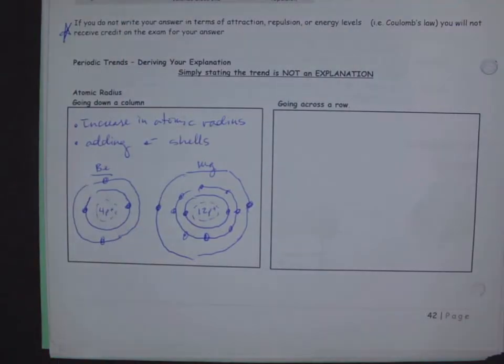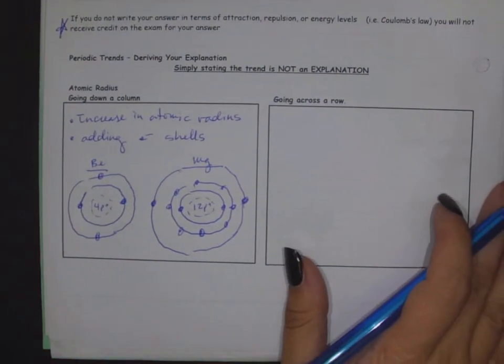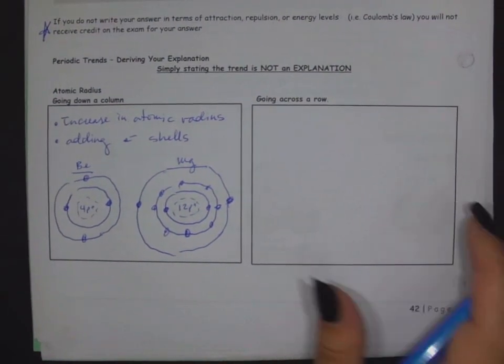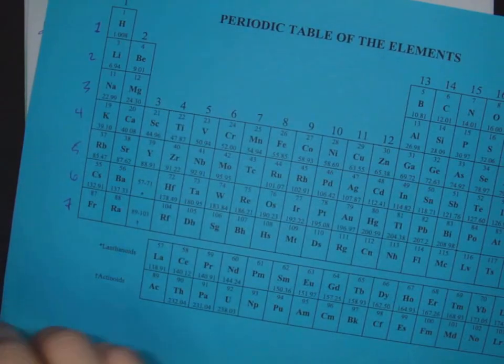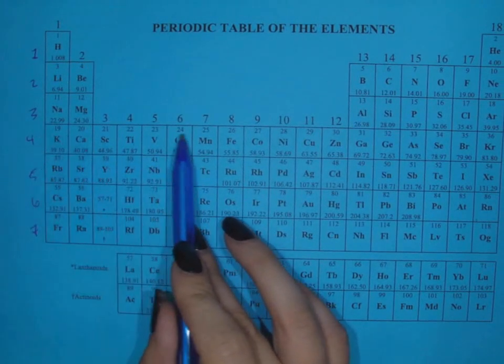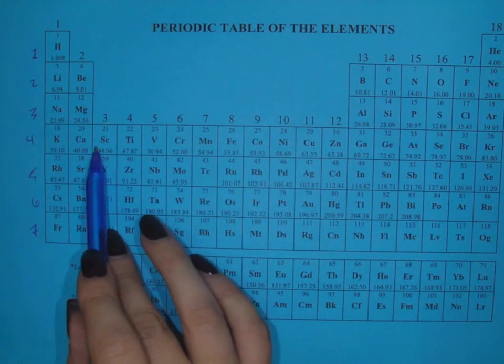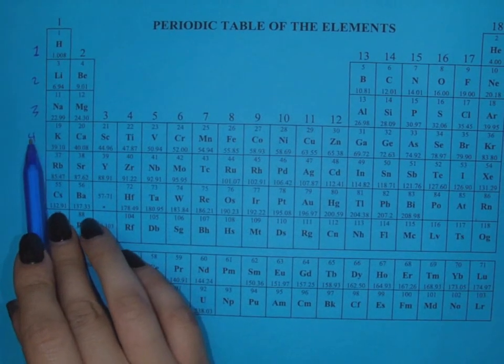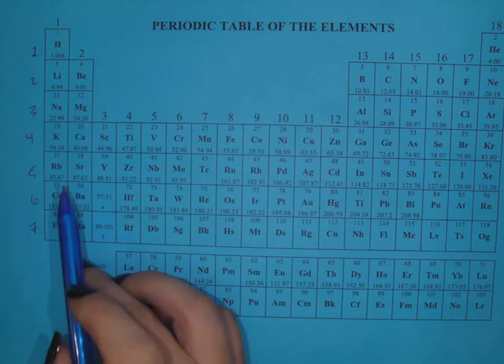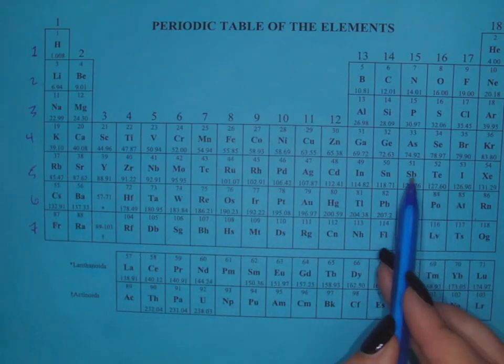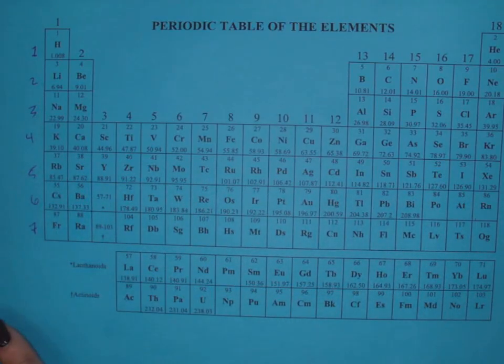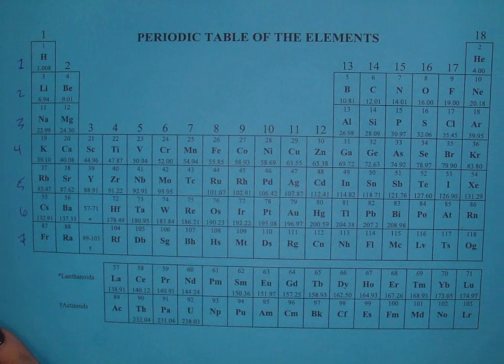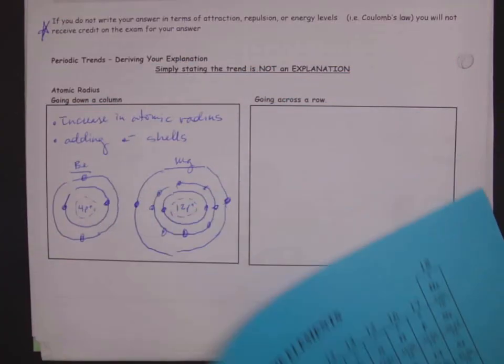Okay, great. Now, if we're talking about going across a period, I want you to notice that that means any of these in the row have the same number of shells. In this case, it would be 4. And any of these atoms have the same number of shells. It would be 5. So we're dealing with the same amount of shells, so there's no adding of another shell to make it bigger or smaller. The main difference is the number of protons.